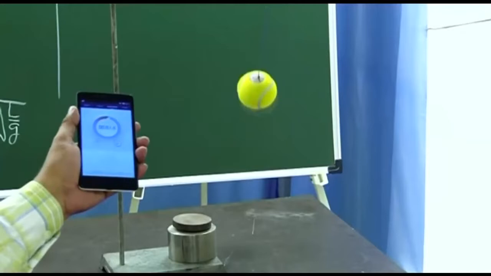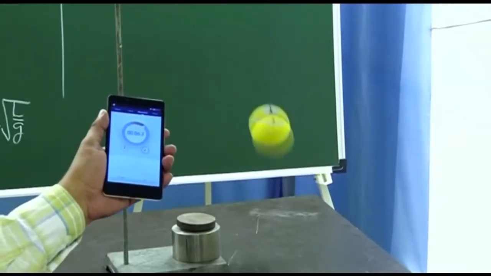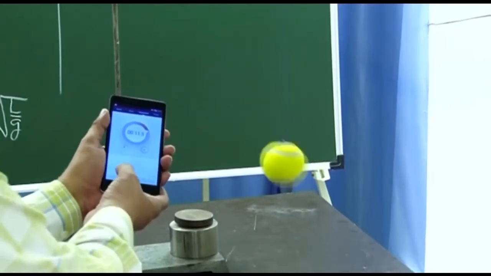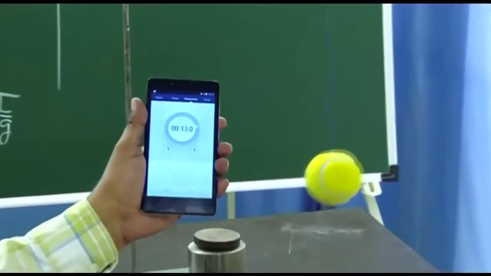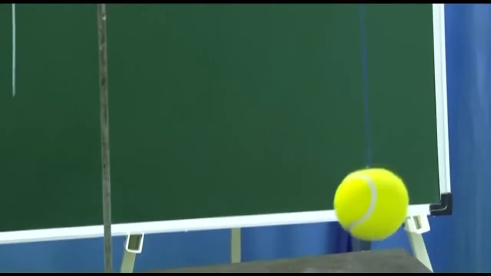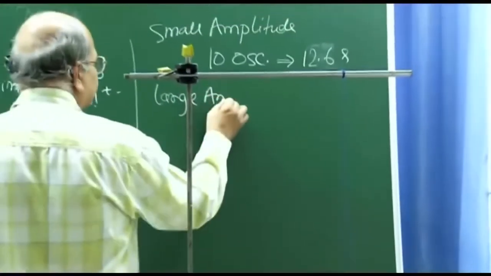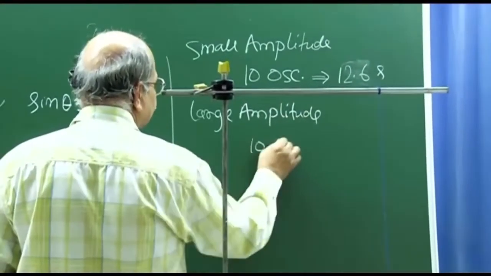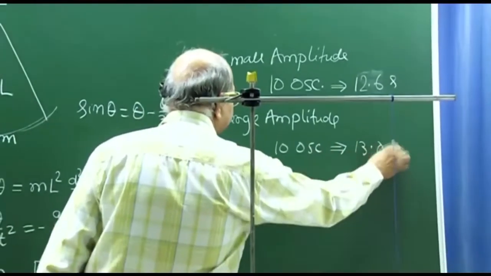here it goes: 1, 2, 3, 4, 5, 6, 7, 8, 9, 10. 13 seconds, 13.0 seconds. So, large amplitude, ten oscillations, 13.0 seconds.